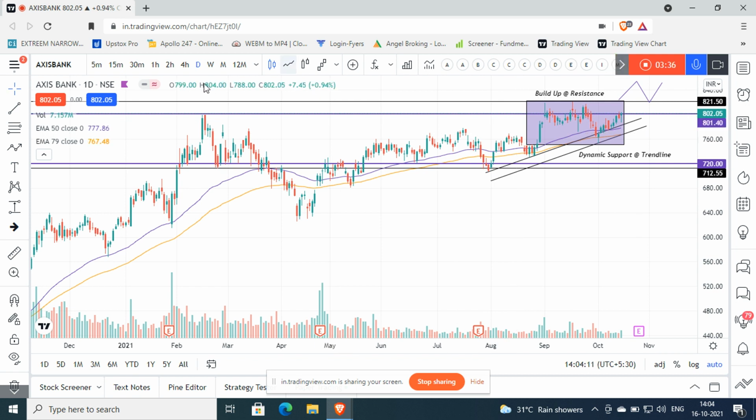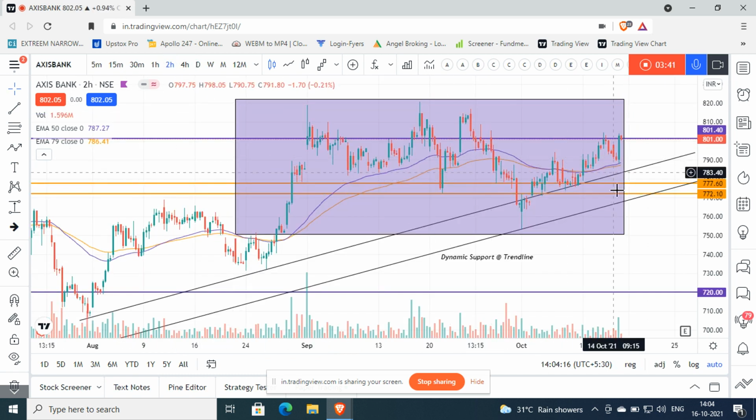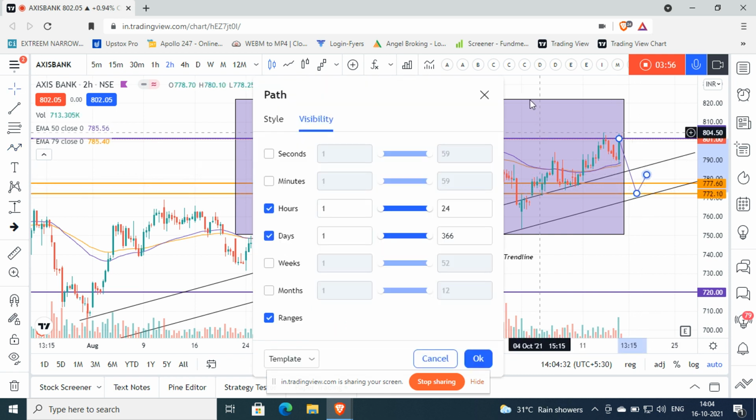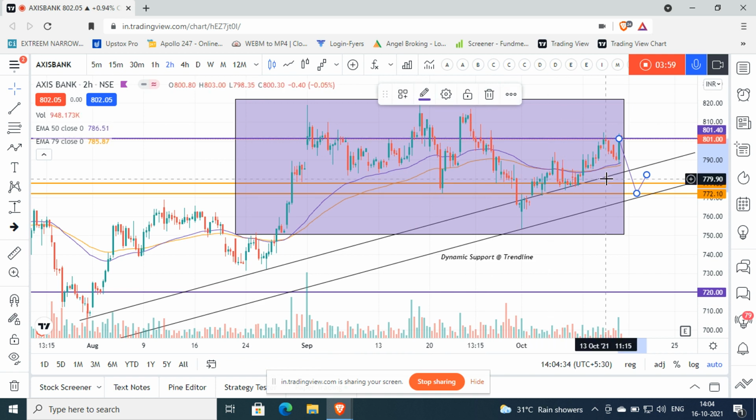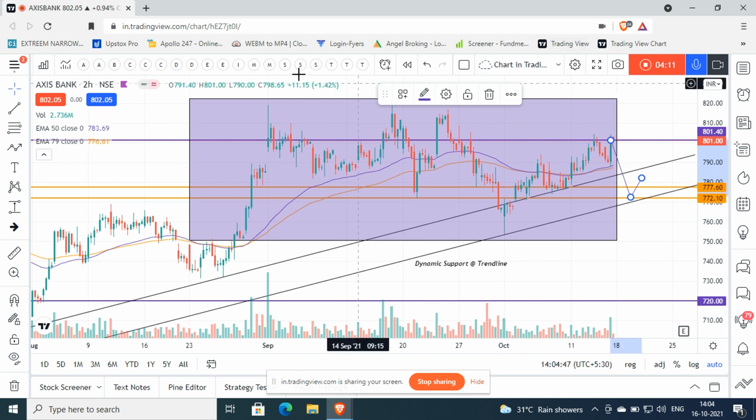So based on this, in the lower time frame we plotted the support and resistance and the trend line. So this is the confluence factor where if the script touches this area and moves forward with any bullish engulfing pattern or any candlestick pattern, we can go long.